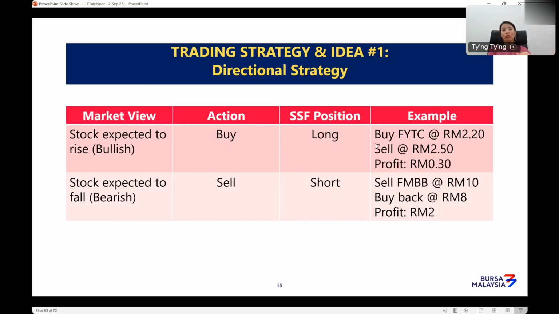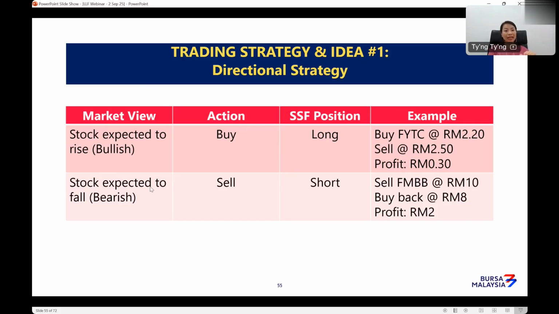For example, you buy FYTC at $2.20. Eventually, you sold it at $2.50. So you're having a profit of 30 cents. If you're holding 1 contract, meaning you're having a profit of 30 ringgit Malaysia.